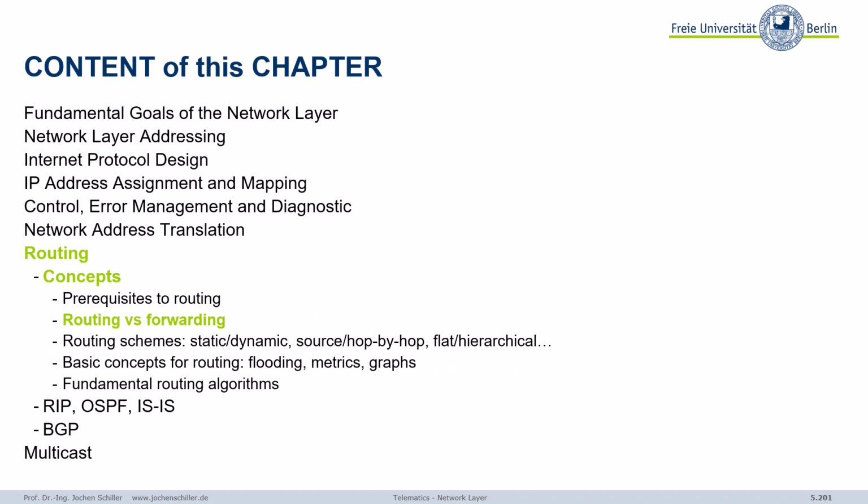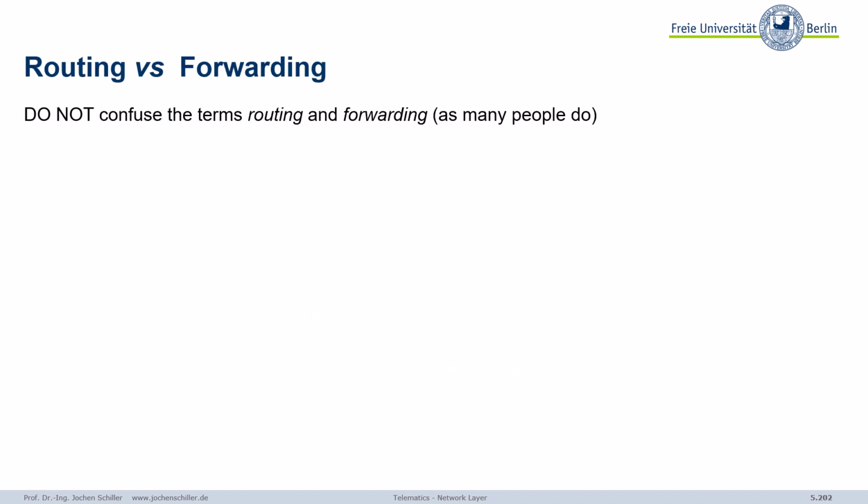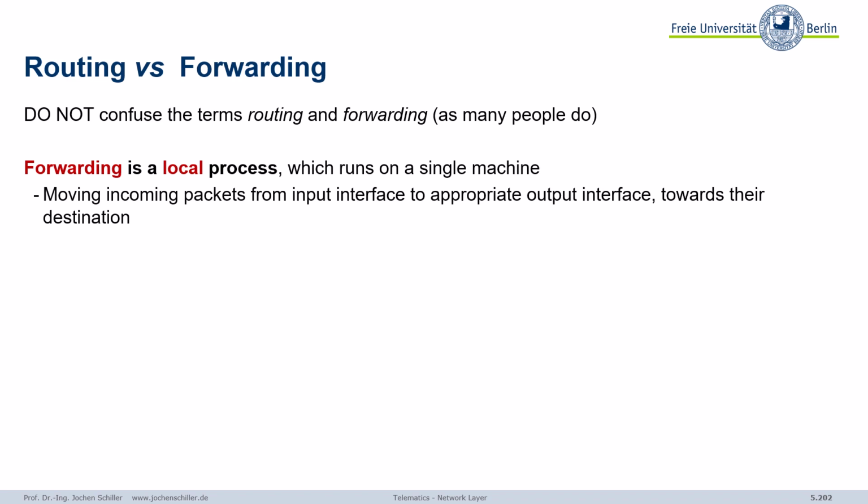Then back to routing and forwarding. Please don't confuse these terms. We already looked into the routing table and forwarding table. Even more, forwarding, we saw this is really where the router picks the outgoing port for this incoming packet. Forwarding is a pure local process running on this very single computer. So an incoming packet is moved from the input interface to the appropriate output interface. That's it. Very local process.